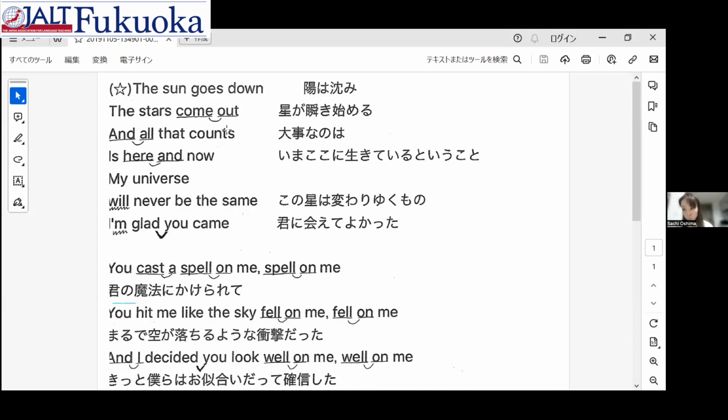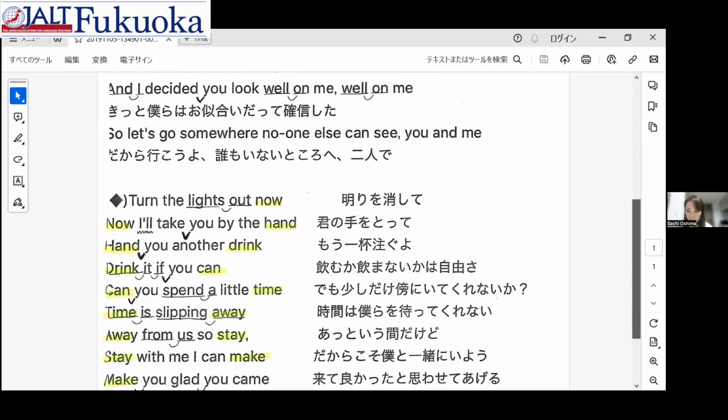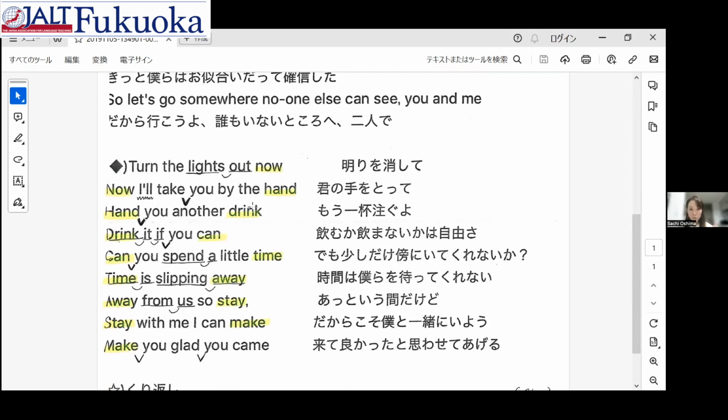They underline, or sometimes they show the connection mark to show the linking, or they highlight some part and explain. For example, this group explained that this is interesting not only in the pronunciation but also the vocabulary, because this is turn the light out now, and now starting from now, and at the end of hand, and hand starting from the hand. In Japanese, it's a kind of shiritori. So they found a unique feature, not only the pronunciation, but also the choice of words. So these things are happening. Okay, so go back to my slide.